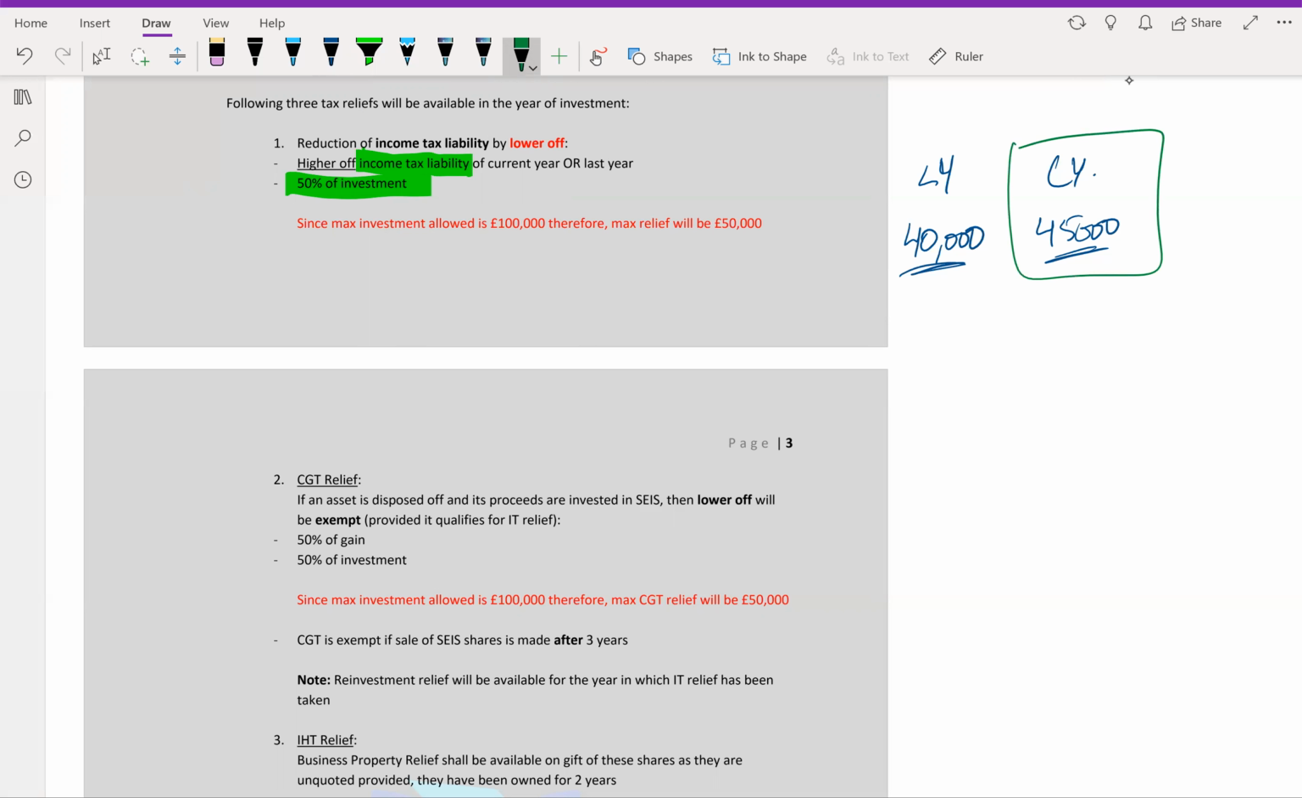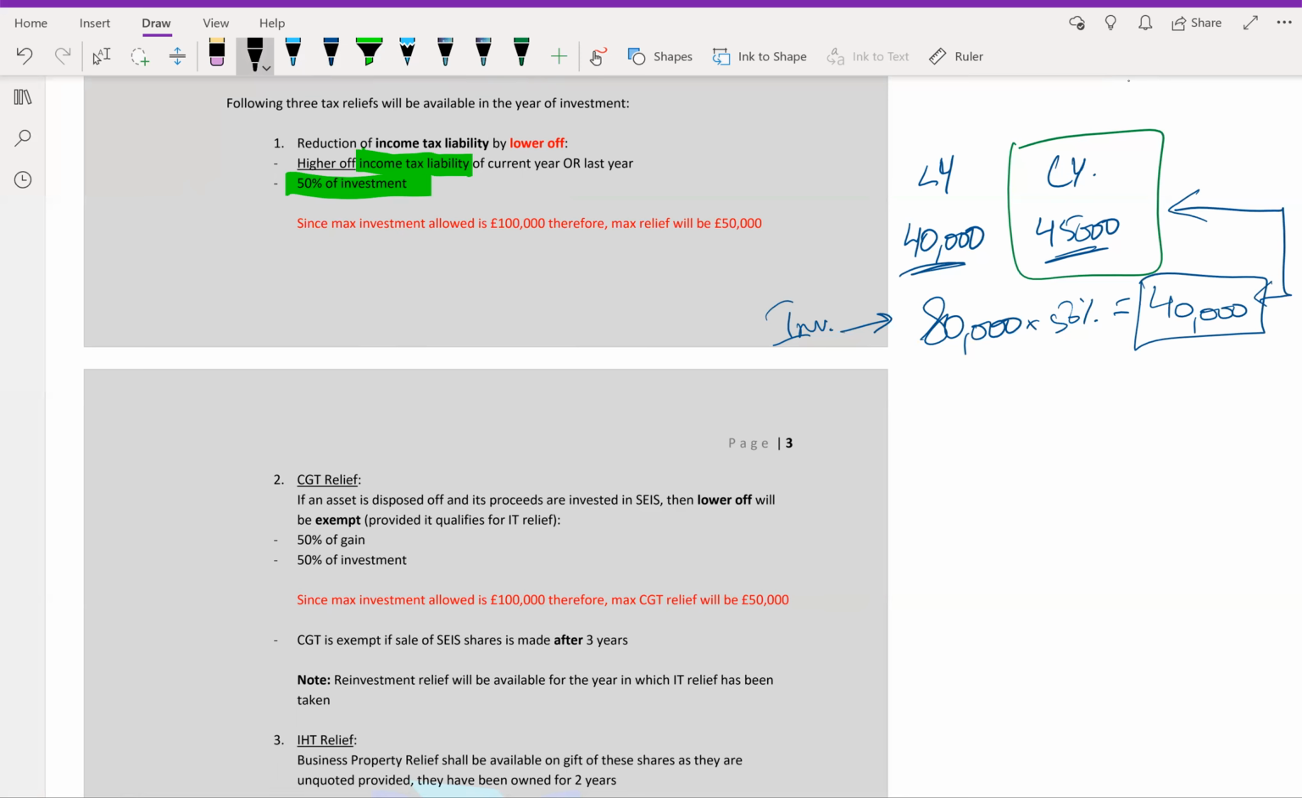Okay. You compare it with whatever amount you've invested, multiplied by 50%. So let's say you have invested 80,000. All right. What would be the 50%? Half of it would be 40,000, correct? Which one is lower of?